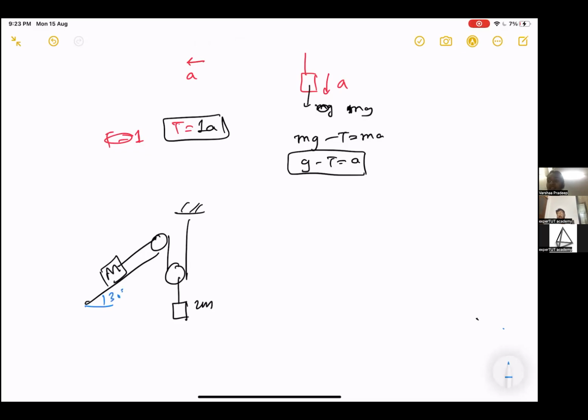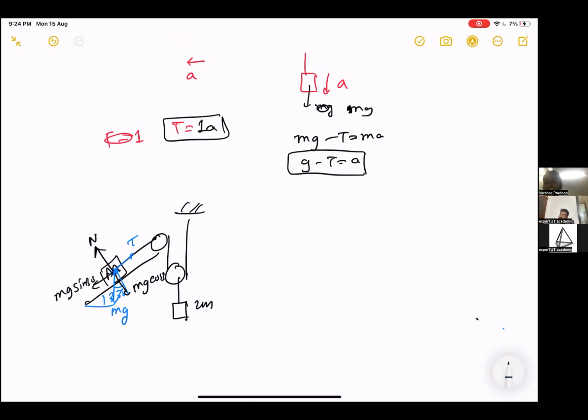30. क्या करना है इसमें? कुछ नहीं करना, बाकी सब तुमको आता है. इसमें टेंशन रिलेट करना, एक्सेलरेशन रिलेट करना, ये सब आता है. तुमको बस इसका फोर्सेस बताने. When you draw the FBD of the first block, there is mg like this and there is tension like this, right? So you just need to resolve this mg, and do you know that this is 30? So the one force which will be this mg. Acha, one more, there's a normal. Okay, mg cos 30, mg sin 30.